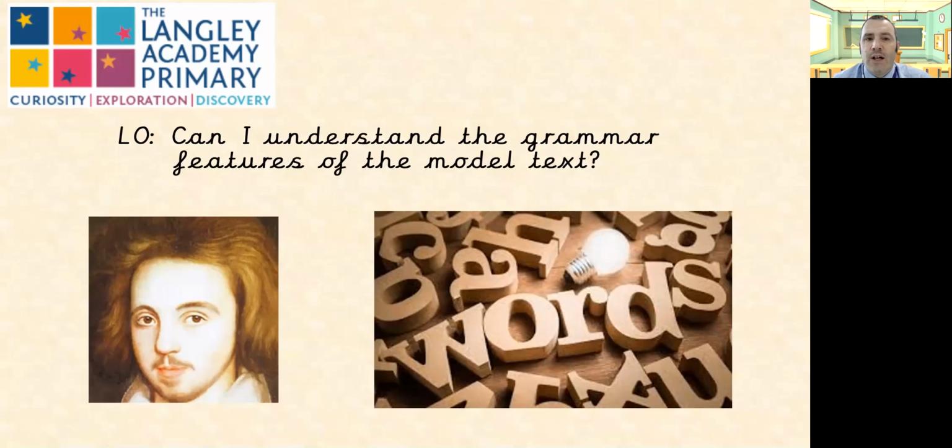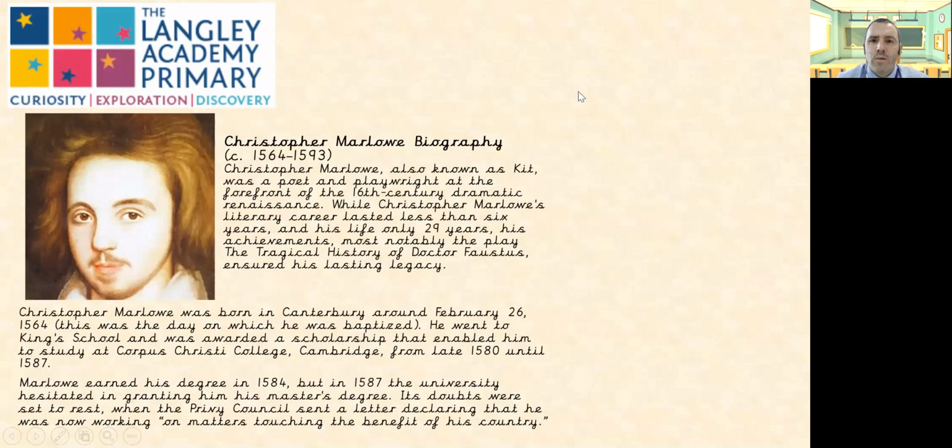Our learning objective: can I understand the grammar features of the model text? So yesterday we looked at how the biography is put together: the titles, the important information paragraphs, chronological order, and final details and everything else that we put into it. Today we're going to look at the grammar features. So we'll just quickly go back over this. I'm sure you know this text now.